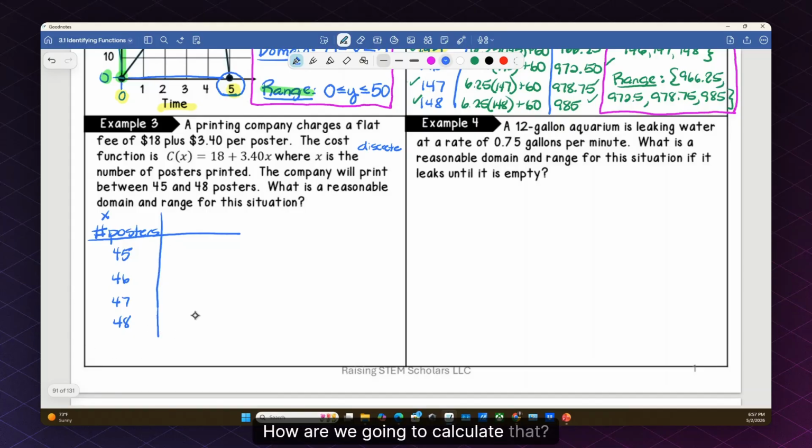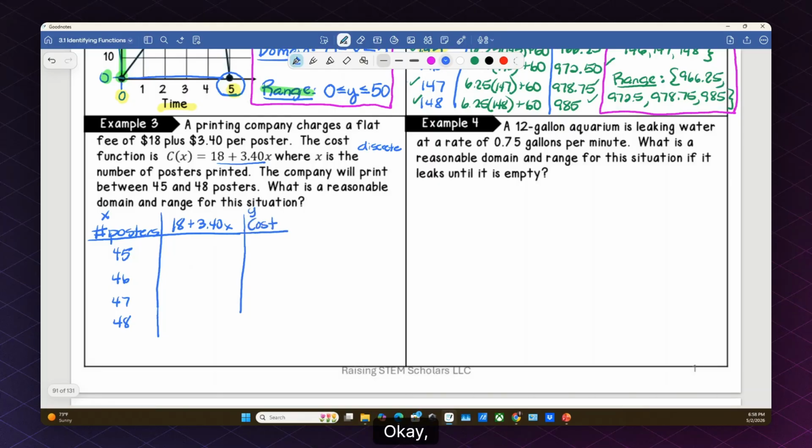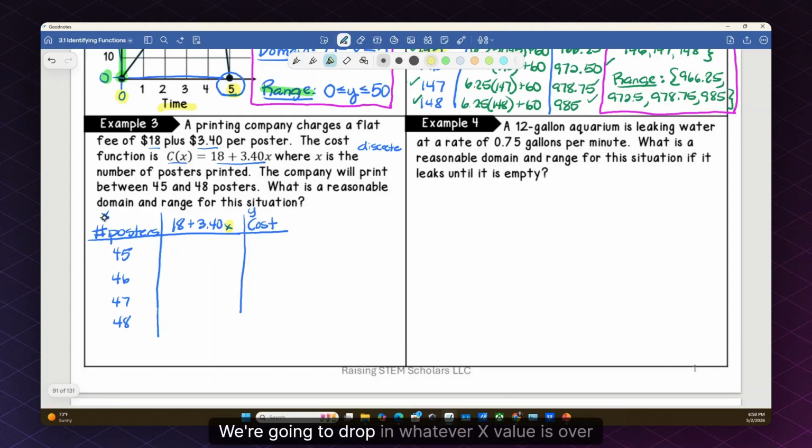How are we going to calculate that? We're going to use this equation that it gave us: 18 plus 3.40x. And what is my y? Well, my y is going to be cost. You're spending 18 as a flat fee, and then it's 3.40 per poster. The C of x, that's cost. So anywhere we see this x, we're going to drop in whatever x value is over here. So my first one is 45.